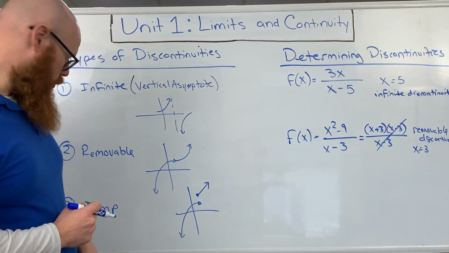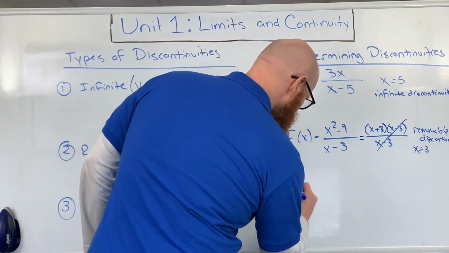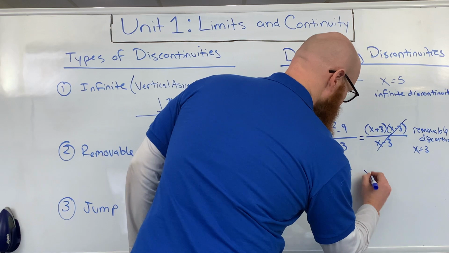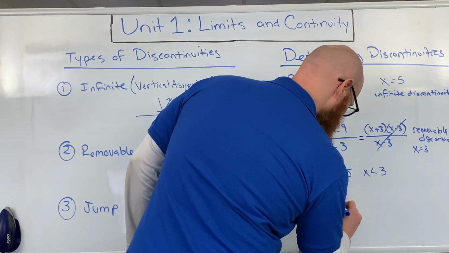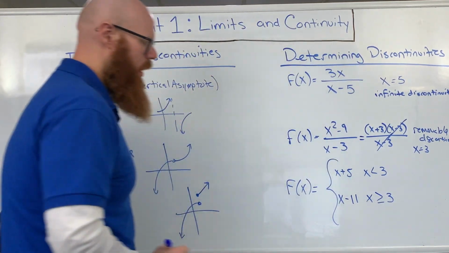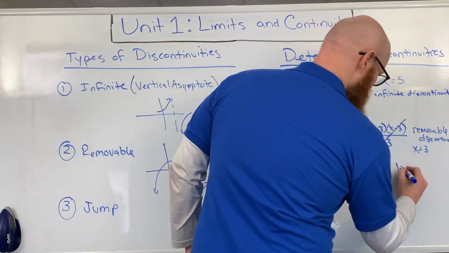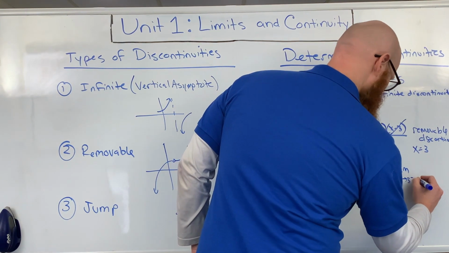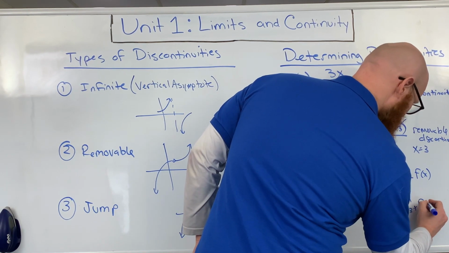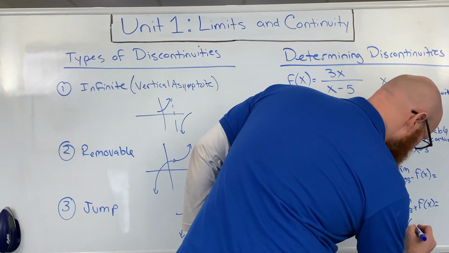And the same thing with a jump. You quite literally, as you're traveling along the function, jump to another one. So a jump is going to occur when you have, let's say, a piecewise function. And what's going to happen here is when you take the limit as x approaches 3 from the left, versus taking the limit as x approaches 3 from the right, versus f of 3.